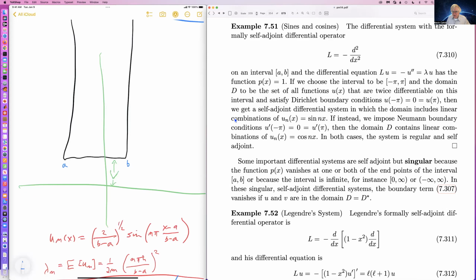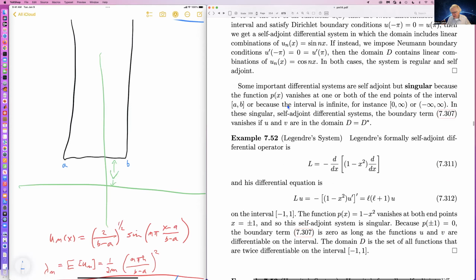The domain includes linear combinations of sine nx, because sine n pi vanishes, and sine minus n pi vanishes. If we impose Neumann boundary conditions, then the domain D is linear combinations of cosine nx.